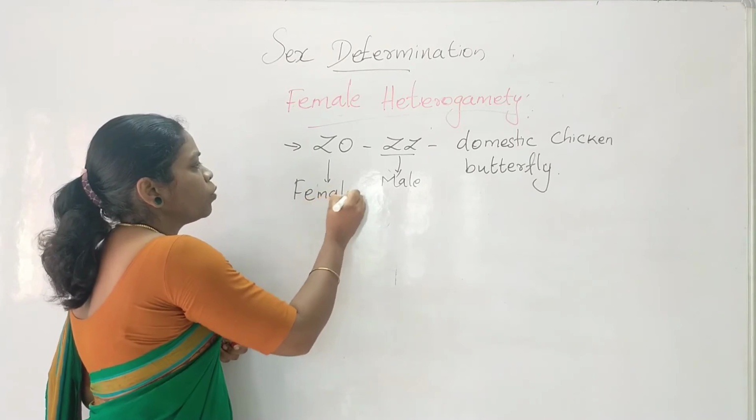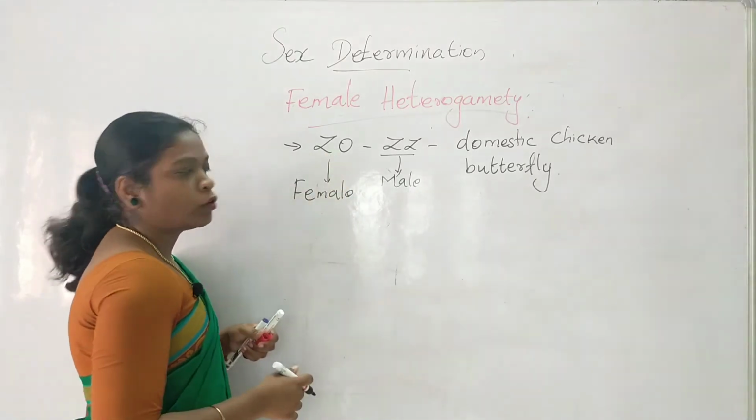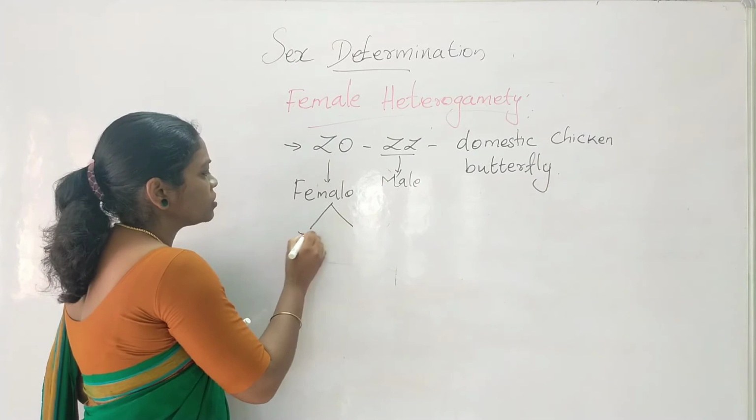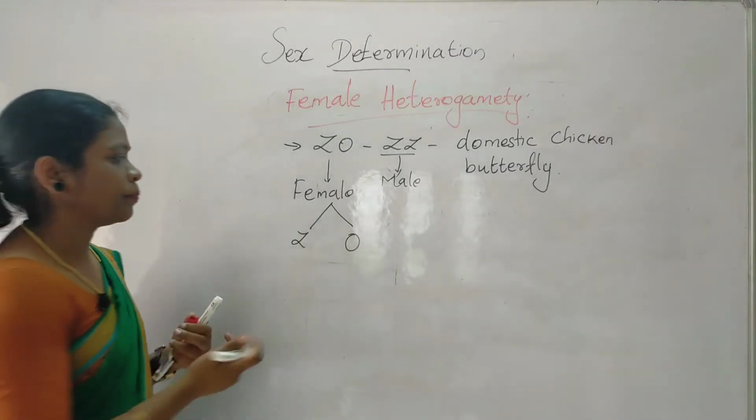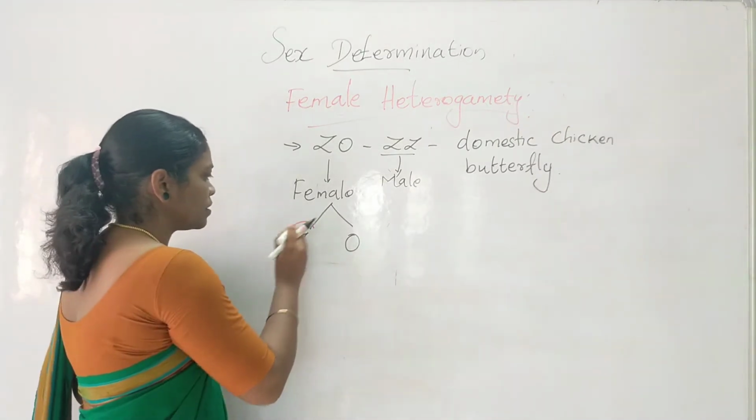This is the female, who has a ZO type of chromosome. Again, in gamete formation, she will produce one with Z and another one without Z. So, she will produce two gametes.